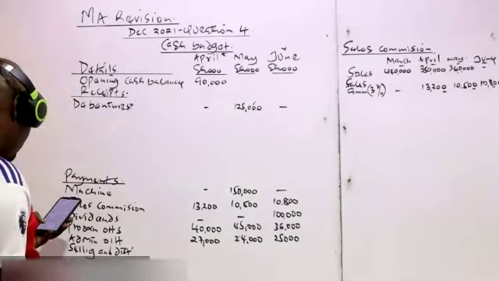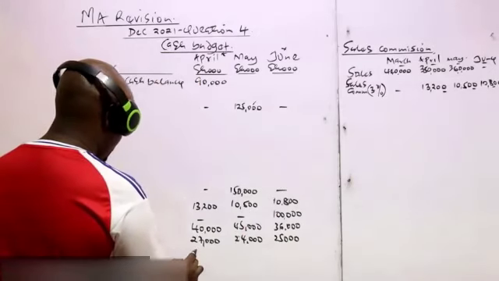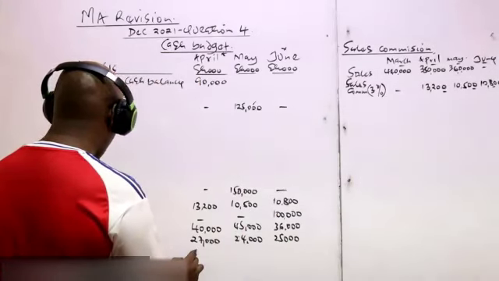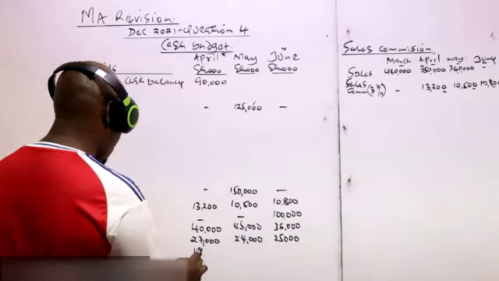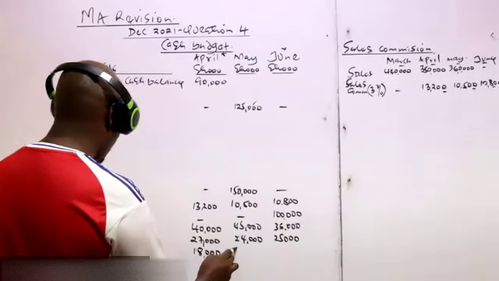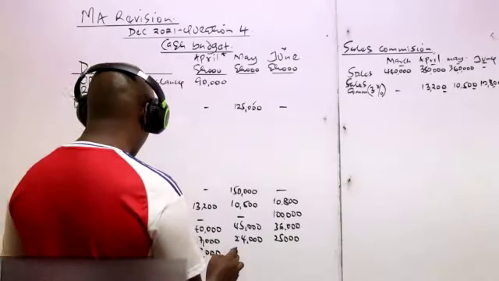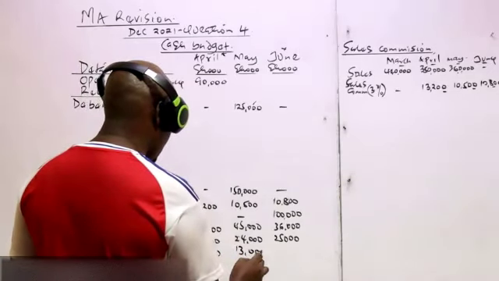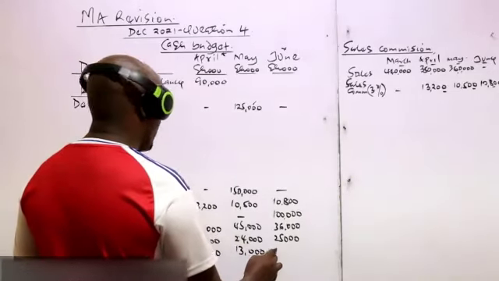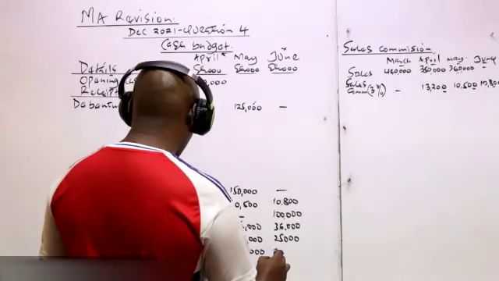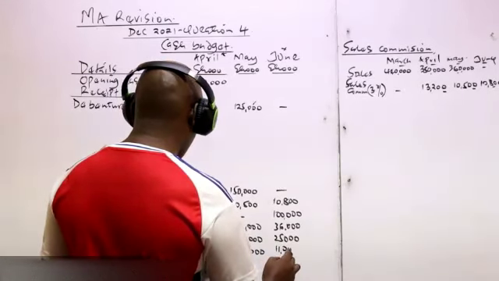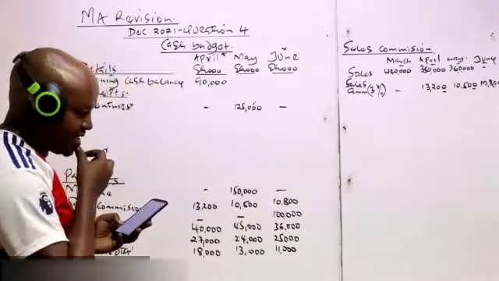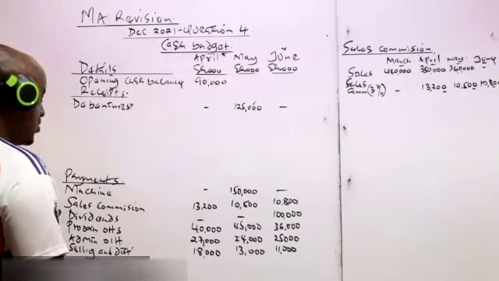The selling and distribution overheads. The ones to be paid here are for March, 18,000. The ones to be paid here are for April, 13,000. The ones to be paid here are for May, that is 11,000, like that. And then this also applies to wages.